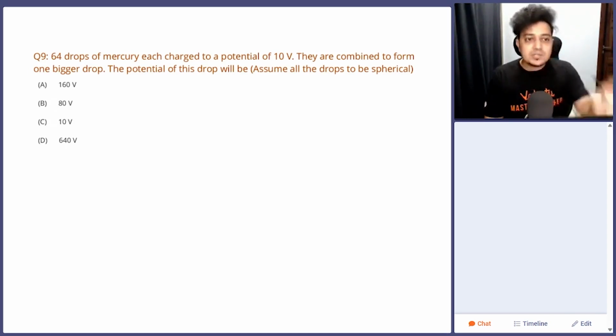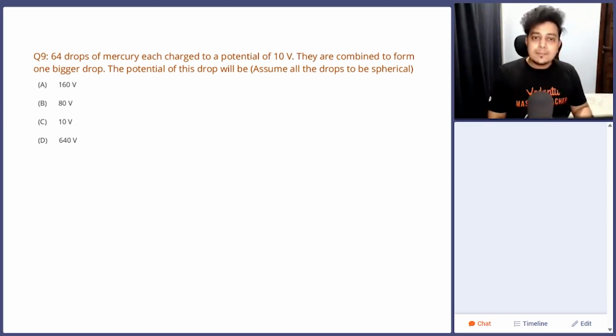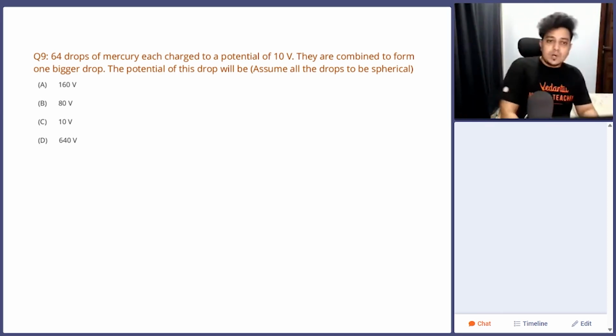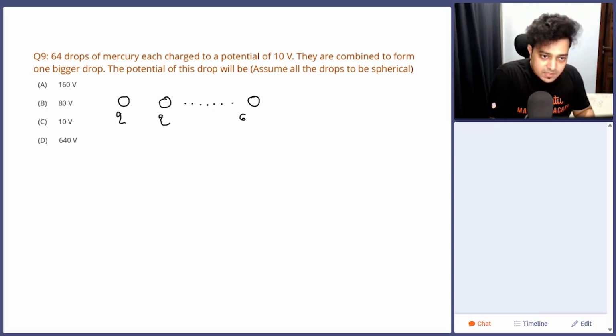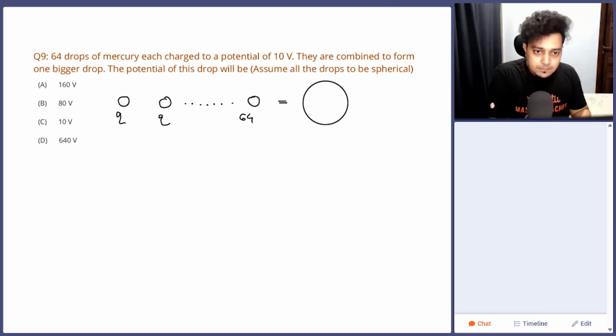Each is charged to a potential of 10 volt. They are combined to form one big drop. The potential of this drop will be, assume all drops to be spherical. So let's say the charge on every single drop is Q, and there are 64 of them. They all combine to form a big drop.